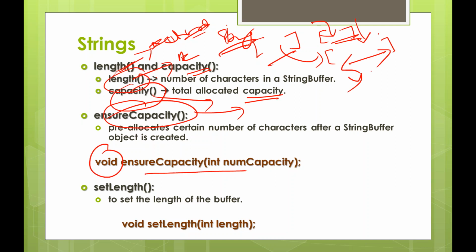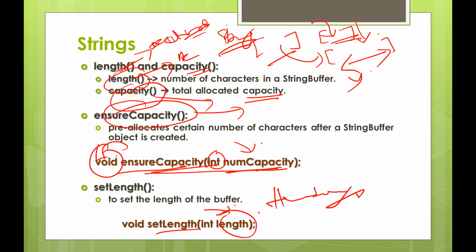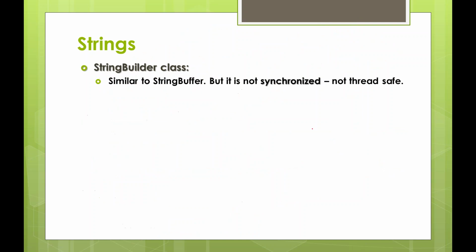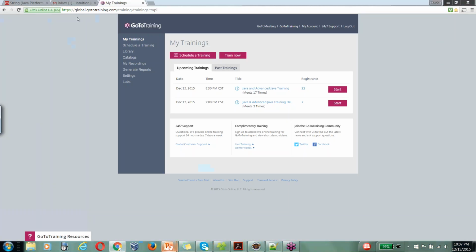These are the signatures of your methods. ensureCapacity returns void; it will not return anything. You can specify the capacity as an integer here. With setLength, you can specify the length, how many characters you want to store. So there are various other methods. We can look into the methods available in the API.